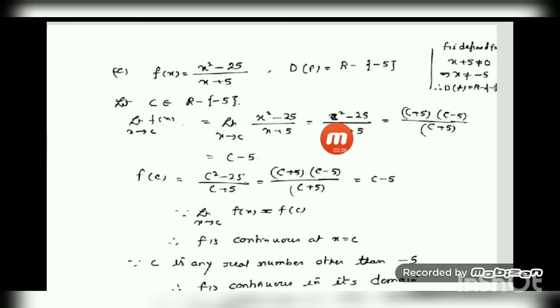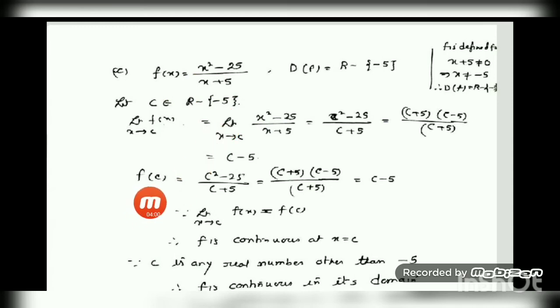This can be done with the a square minus b square formula: c square minus 5 square, so (c plus 5) into (c minus 5). Now we can cancel out c plus 5 and c plus 5. You see, this is possible to cancel only because c is not equal to minus 5. Otherwise it is not possible to cancel, because if it is 0, 0 by 0 is undefined. That's why it is possible. So it is very important to write down R minus within curly bracket 5.